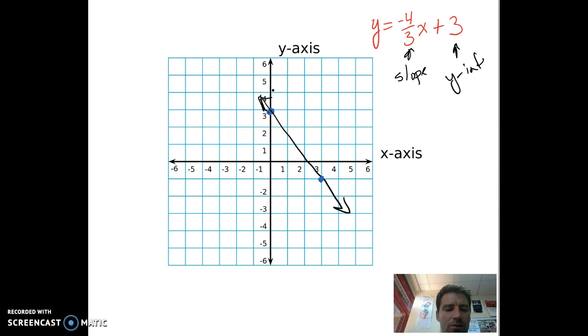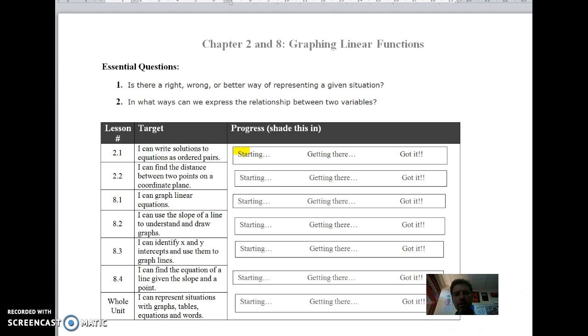Now what I would like for you to do is go to your notebooks and do the following. Just give yourself a little rating. How can you do so far in this unit? Can you write solutions to an ordered pair? Remember, try to use different colors if you can. Make it look pretty. Can you find the distance between 2 points on a coordinate plane? Just show me how you can do.